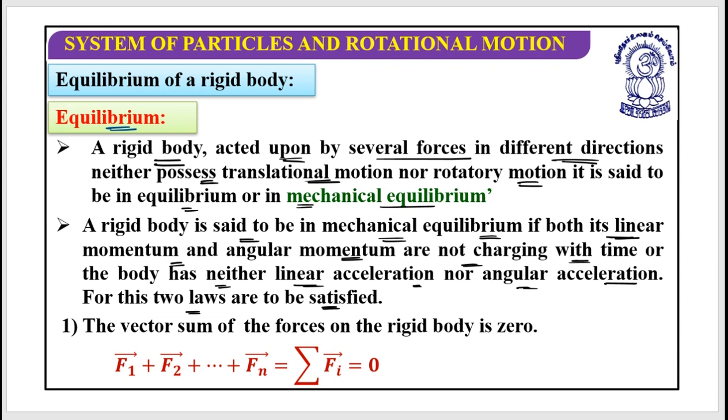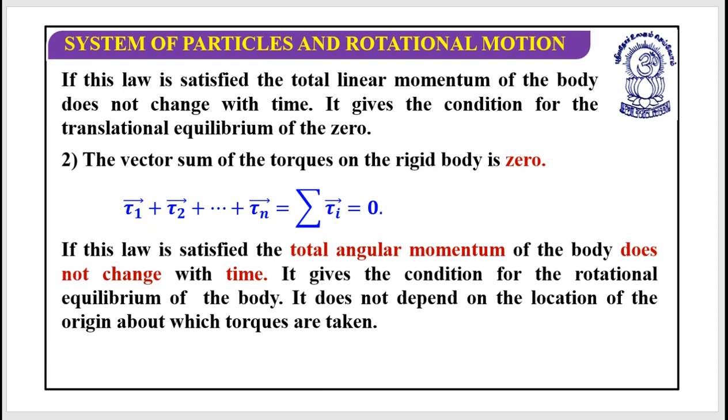So we can say that if the vector sum of the forces on the rigid body is 0, then F1 plus F2 plus F3 up to Fn is equal to 0. So this is sigma Fi, the addition of all the forces should be equal to 0. And if this law is satisfied, and the total linear momentum of the body does not change with time, then it gives the condition for the translational equilibrium of the body. I hope this is clear. So this is the first condition.